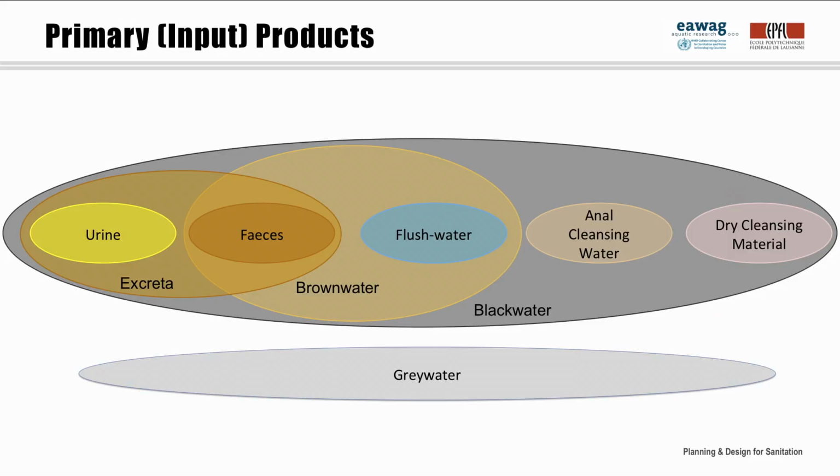Gray water is the other water that's discharged from the house and may include all the other types of water that are generated in the kitchen or from laundry or from hand washing.